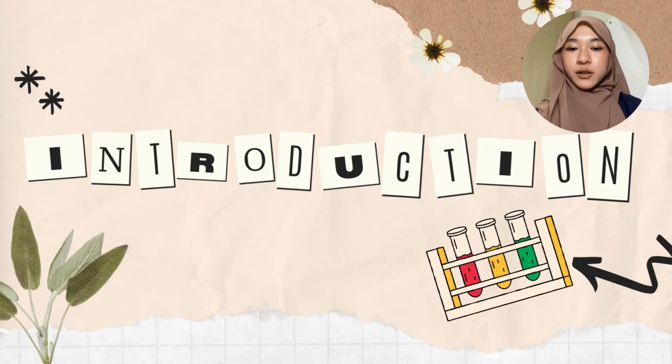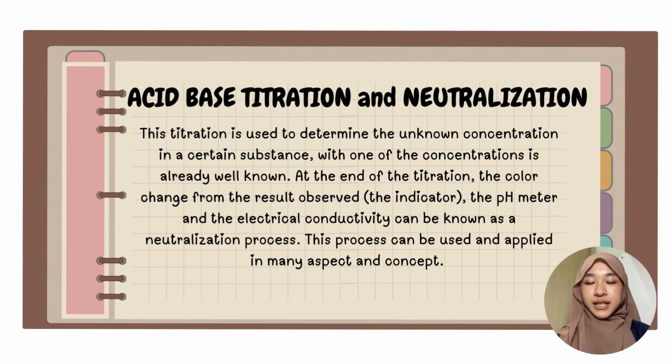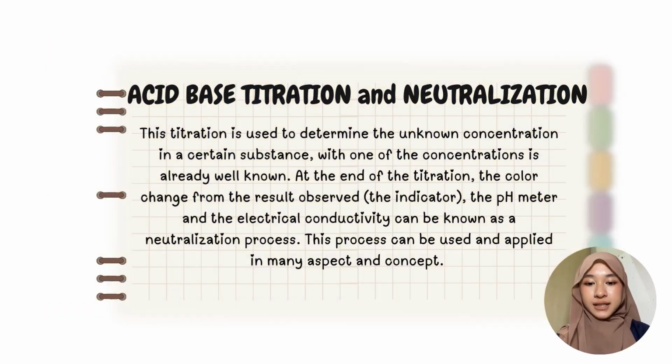I'm going to explain about the introduction for this video. First of all, acid-base titration and neutralization. This titration is used to determine the unknown concentration in a certain substance with one of the concentrations already well known. At the end of the titration, the color change from the result observed, the indicator, the pH meter and the electrical conductivity can be known as a neutralization process. This process can be used and applied in many aspects and concepts.